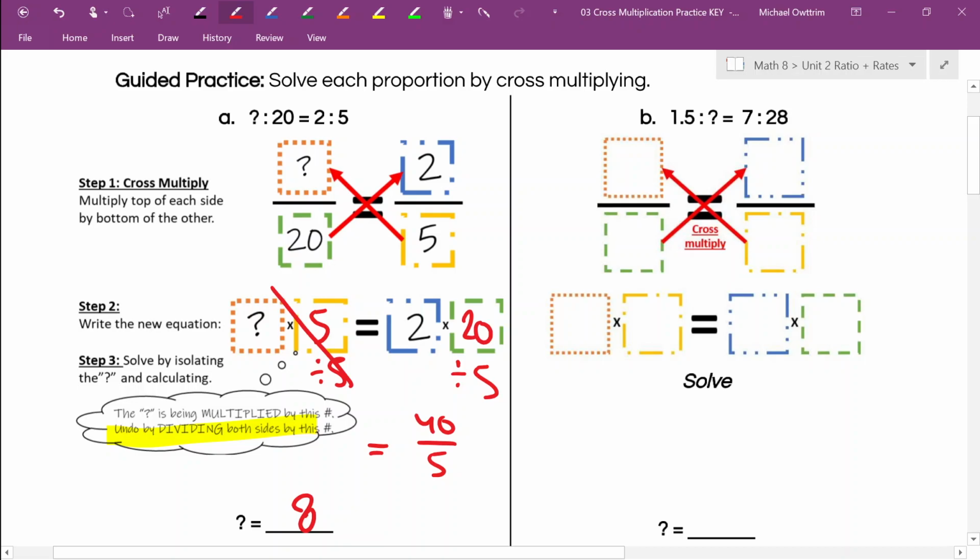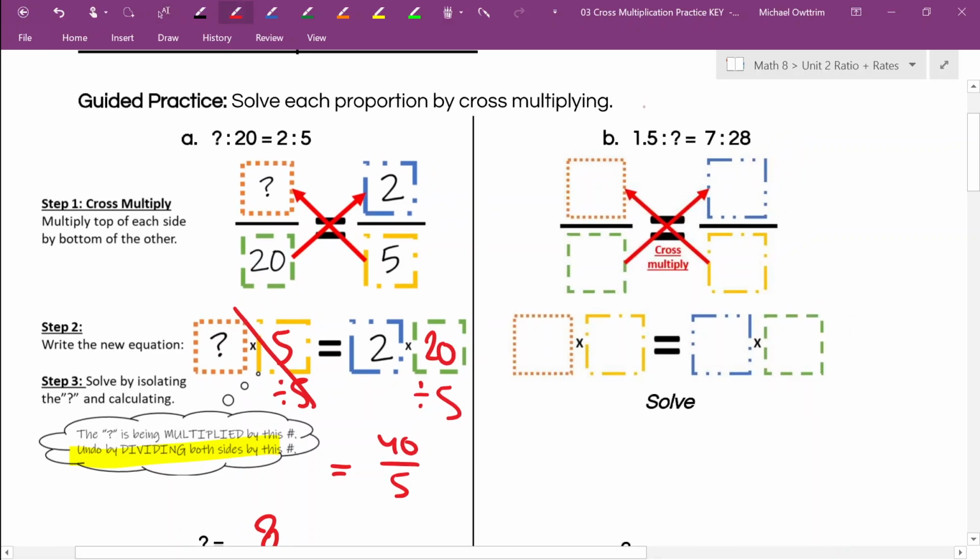So if we wanted, we could go back and fill in that 8 to 20 is equal to 2 to 5. And we can check that with proportional reasoning by saying 5 times 4 is 20, and 2 times 4 is 8, which is what we got for our question mark.